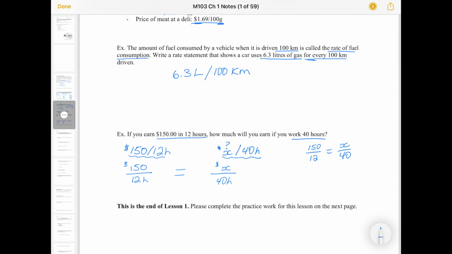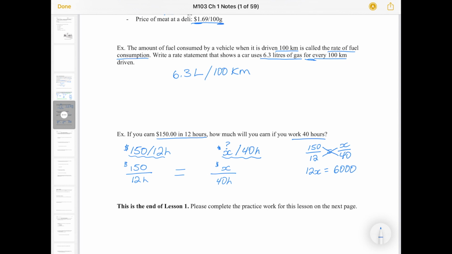So I've removed my units right now. I find it's a little bit more streamlined when I'm actually doing the math work. And I am going to cross multiply. Right now, again, yes, there are different ways you can do this, and yes, I am 100% okay if you do it a different way, as long as you're showing your work and, of course, still finding the correct answer. So I have 12 times x and 150 times 40, 6,000.